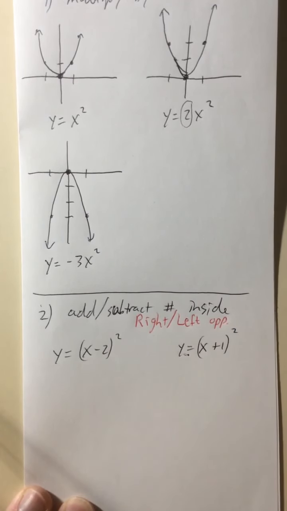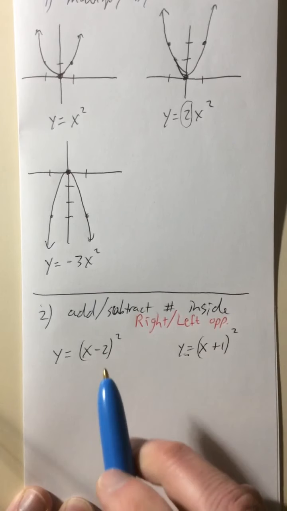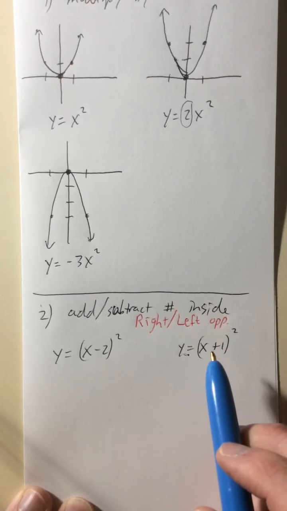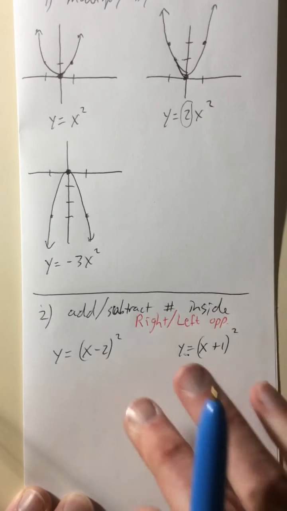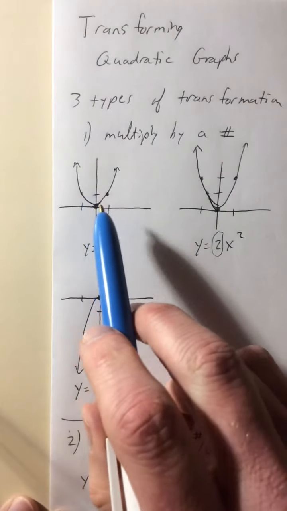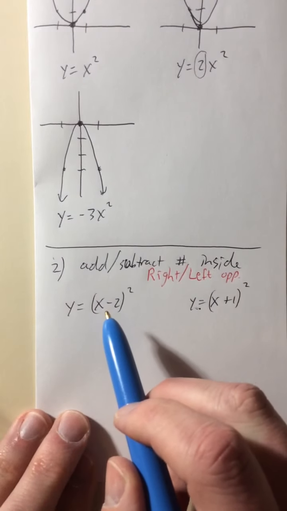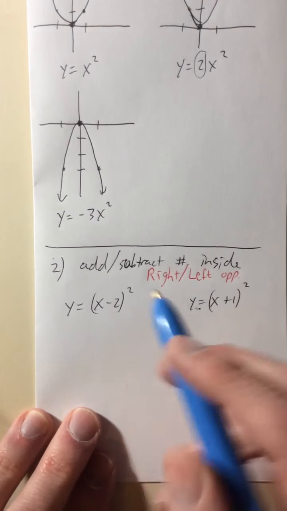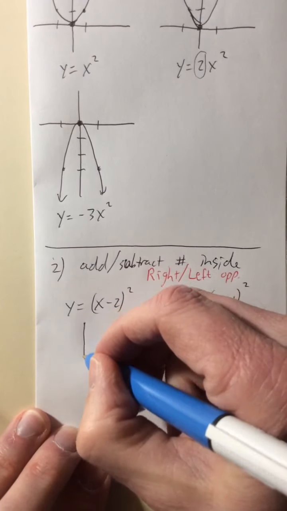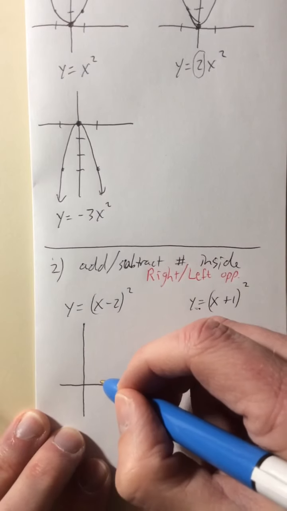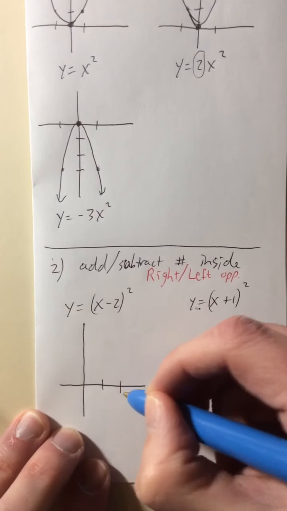So you see negative 2 here, and you would think that would go to the left 2, but it actually goes to the right 2. And here we see plus 1, so you'd think the graph would go to the right 1, but it actually goes to the left 1. Again, we have to remember what our original graph looks like. We're just going to take this graph and move it, in this case, to the right 2. The reason we know it's 2 is because that's a 2 right there.